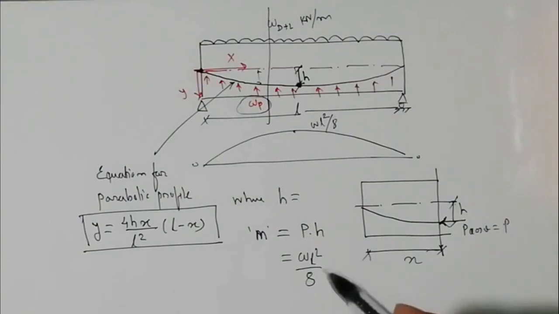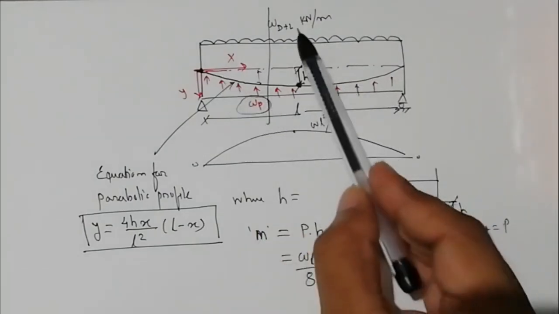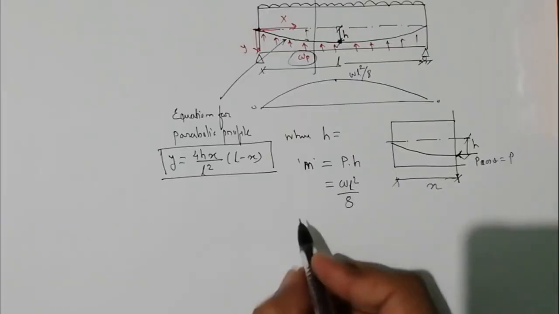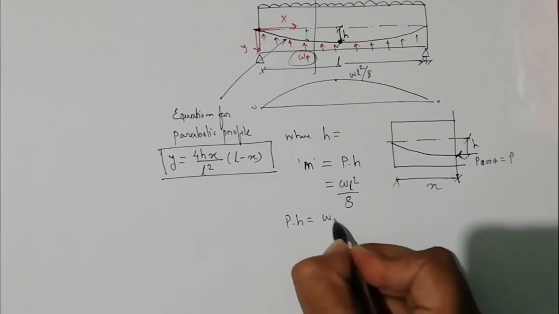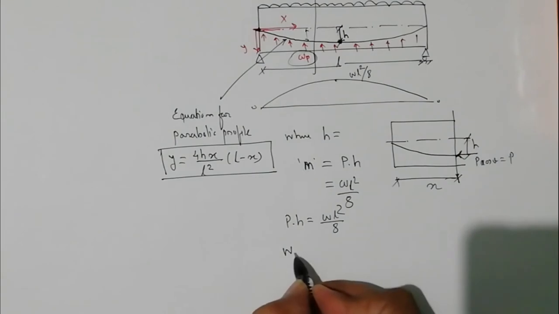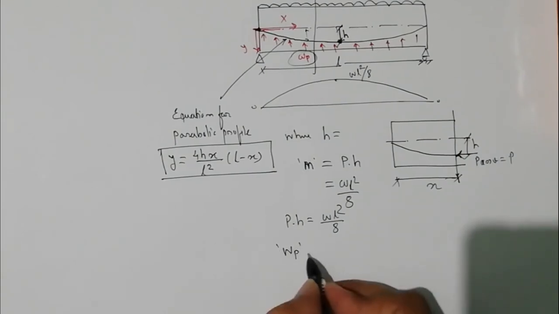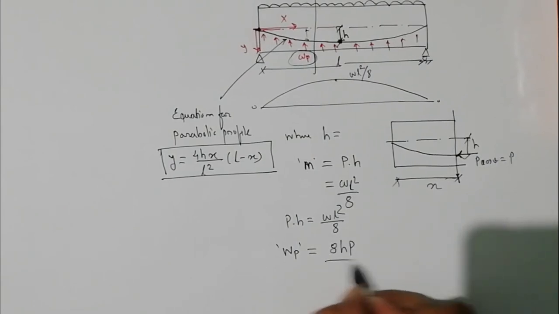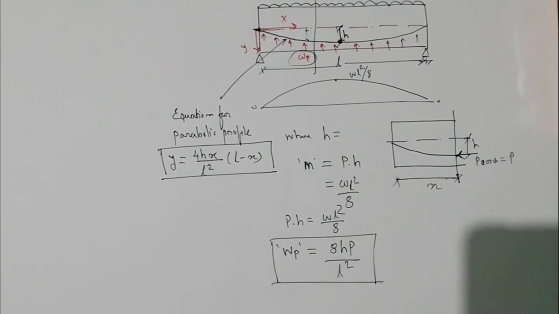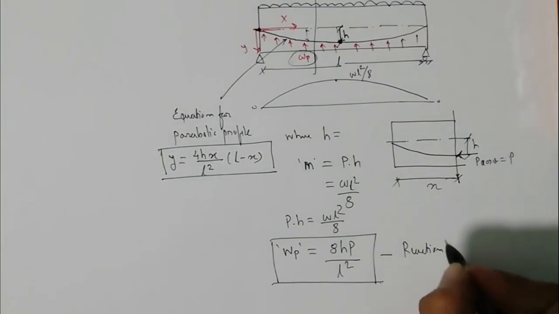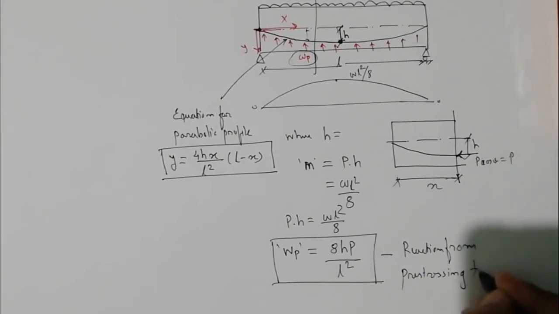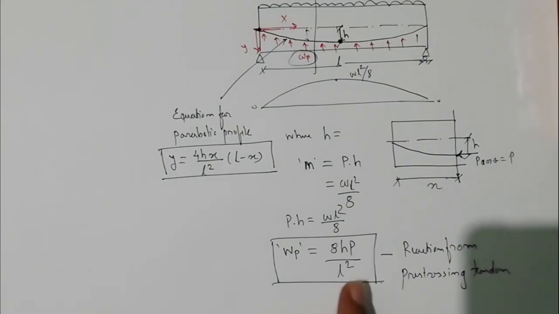And if I equate these two terms, for the equilibrium, if I want exact reaction from the cable profile equal to the external load, I need to equate these two terms. So by equating these two terms, that is P into H equals W L square by 8, what we are getting, let this W be WP, that is the reaction from the prestressing tendon. It will become 8 HP upon L square. This is the reaction from the prestressing tendon, 8 HP by L square. Okay. This will counteract this WD plus L.